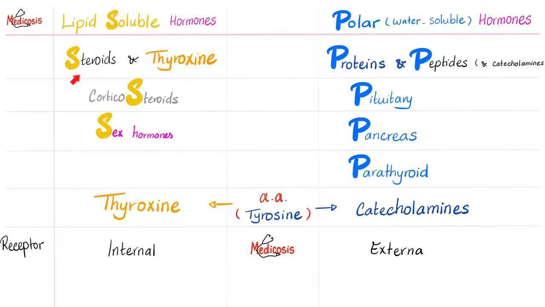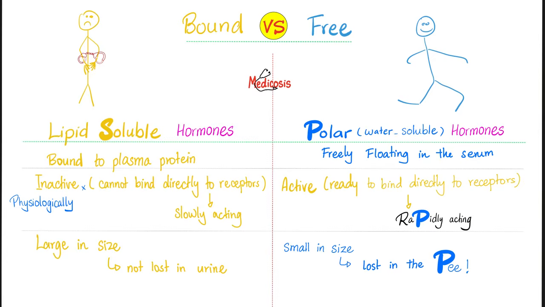So, lipid soluble includes steroids and thyroid hormone. The receptor is internal. Water soluble or polar, you have protein, peptides, pituitary, pancreas, parathyroid secretions. Receptor is external. There is a rule in biology. If you're bound, you're not active. If you're free, you're active. What does that mean? If the hormone is bound to plasma protein, it cannot exert any physiological function. But if the hormone is freely floating in the bloodstream, well, it can exert physiological functions.